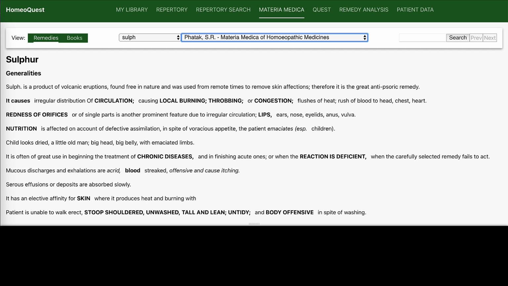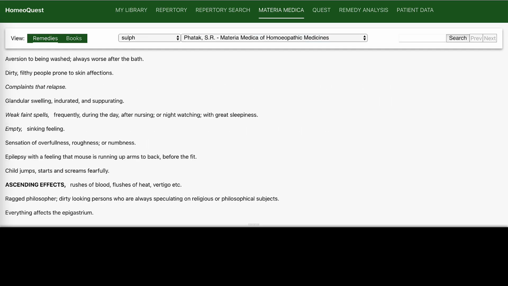Then you find serous effusions, deposits that absorb slowly. This is psychosis. Then you have affinity for the skin, heat and burning. This is Psora. Then you have stoop, unwashed look, offensive in spite of washing. That's Psora. Then glands are indurated and suppurating. This is tubercular. Weak fainting spells. This is Psora. Empty sick feeling. This is Psora. Sensation of overfilled, rough numbness. Again, a psoric state. Epilepsy.